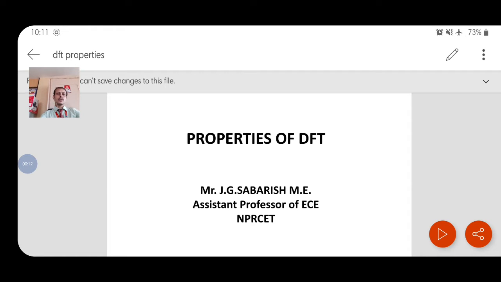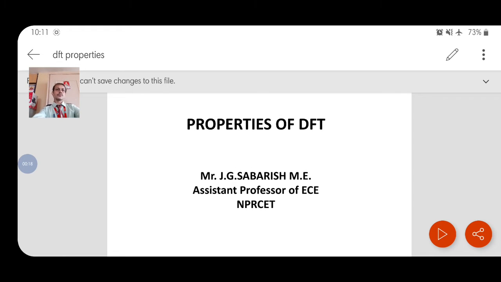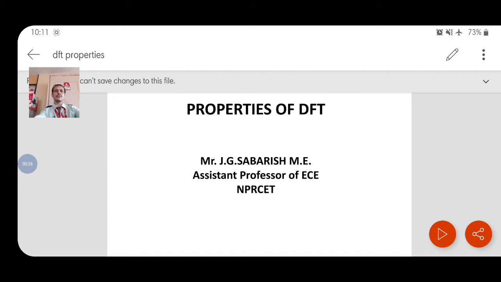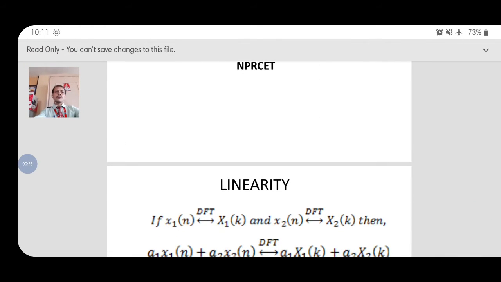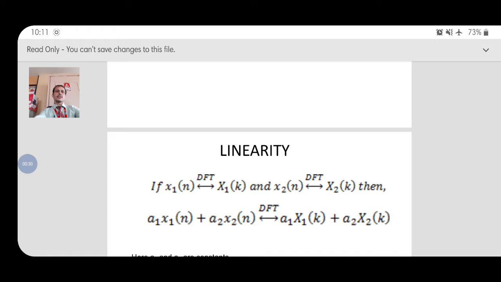Today we are going to discuss properties of DFT. Already we have seen how to find the DFT and IDFT of the given signal. Now we are going to see the properties of DFT. We have a number of properties like linearity, time shifting, scaling, circular frequency shift, circular time shift, like that.